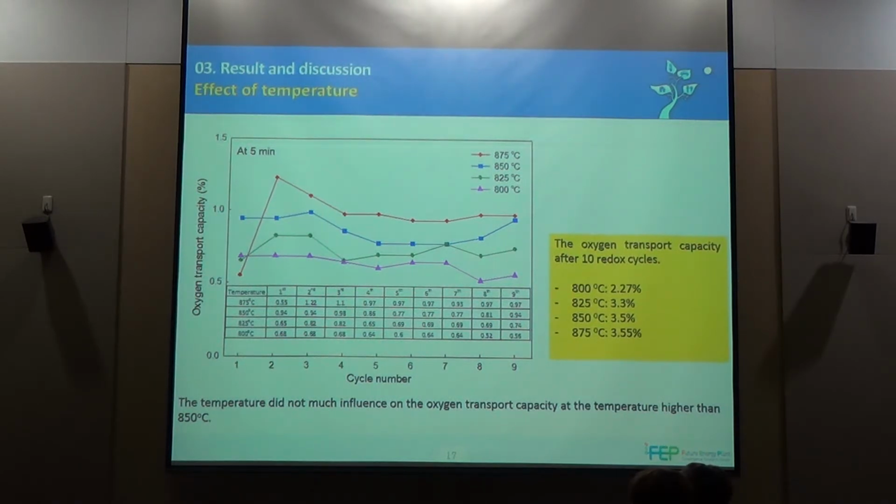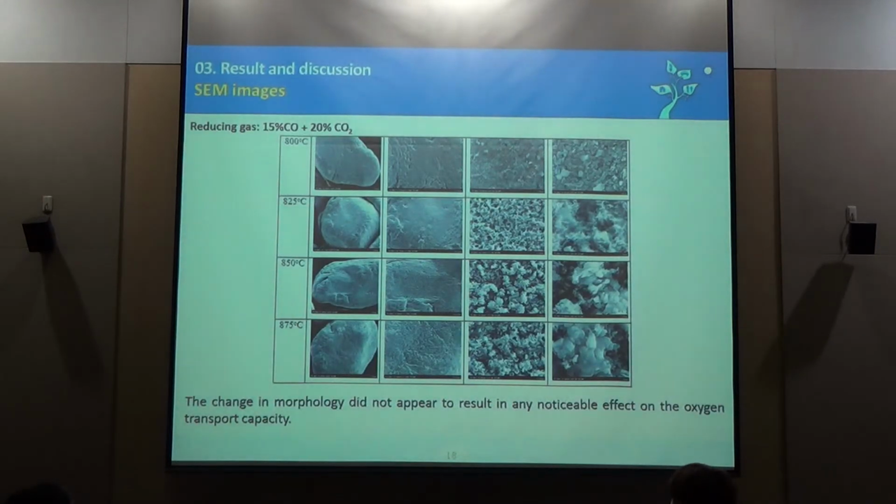To summarize the effect of temperature, we consider that the temperature did not much influence the oxygen transport capacity at temperatures higher than 850 Celsius. You can see 3.5% and also 3.55%, and very low at 800 Celsius. Also, the change in morphology does not appear to result in any noticeable effect on the oxygen transport capacity of ilmenite.